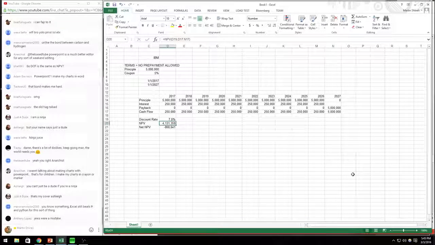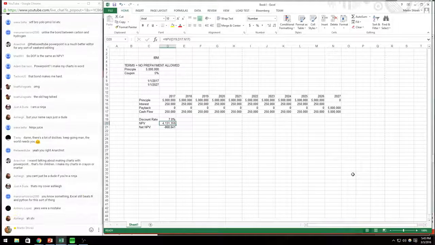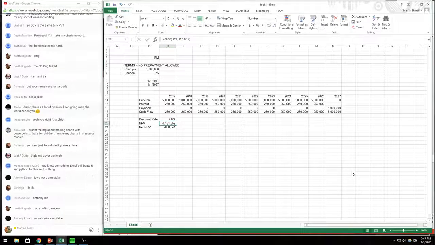IBM is a very established company. It's probably going to be able to pay us back. But there's some people that think IBM is going down the tubes and won't be able to pay us back. So you have to decide for yourself as an investor, what is the discount rate?